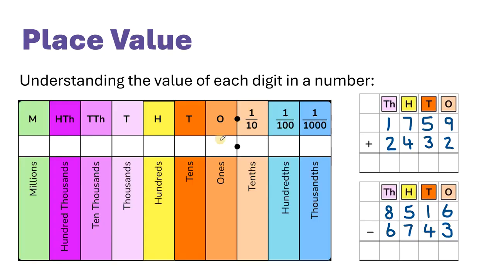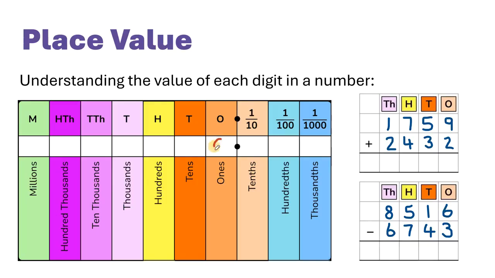So if I have a 1 and then a 5, that number is 1.5, which is the same as 1 and a half. Now we'll be going into more detail over the next few sessions with decimals and fractions, so you will see some more examples of those in lessons to come.